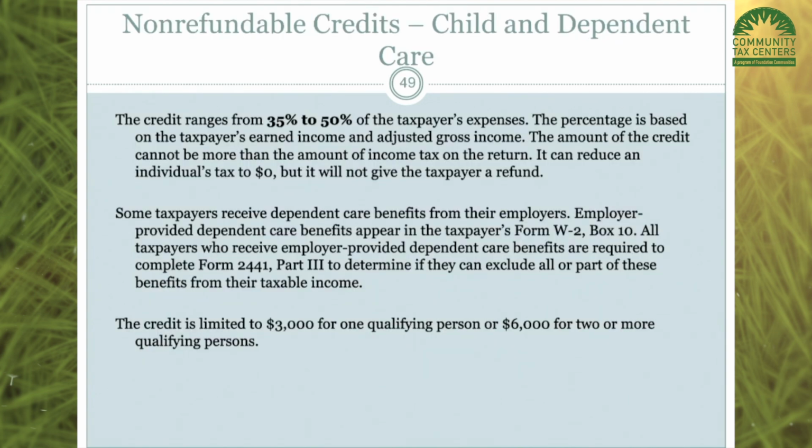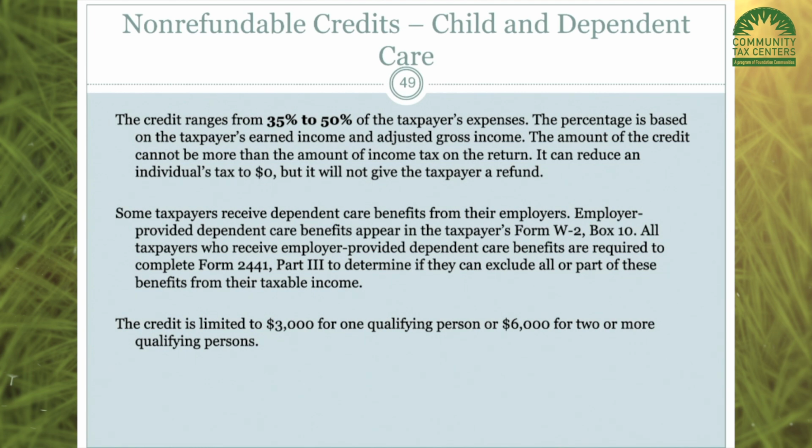So if they paid $3,000 for one qualifying person, and if they qualify for the maximum credit range, that means they're getting a non-refundable credit up to $1,500 for that one qualifying person. If it's the $6,000, they can get up to $3,000. So this is a percentage. This one is not a dollar-for-dollar credit.